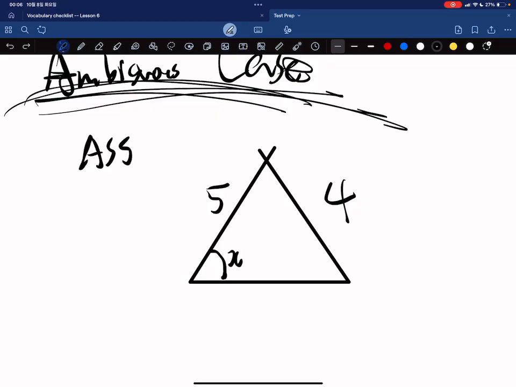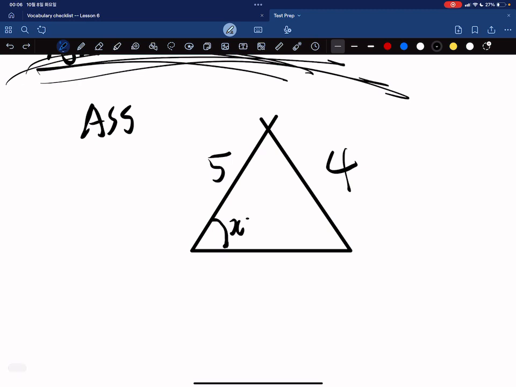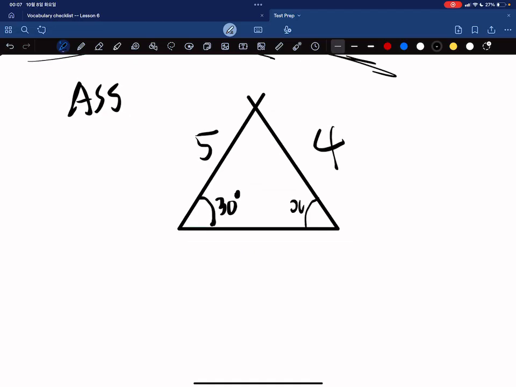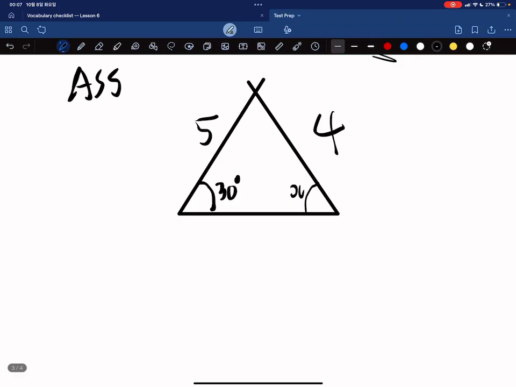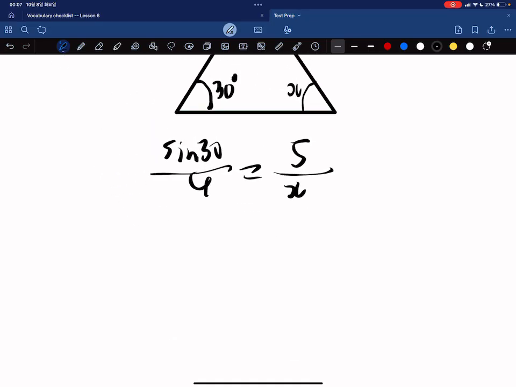Now, how can we find our ambiguous case? Let's say our given value for x is 30 degrees. Then we can find our other corresponding angle x by using our beautiful law of sines. Sine 30 over 4 equals sine x over 5. Let's try finding x. Sine of 30 is 1/2. That means 5 over x. X equals 2.5, right?